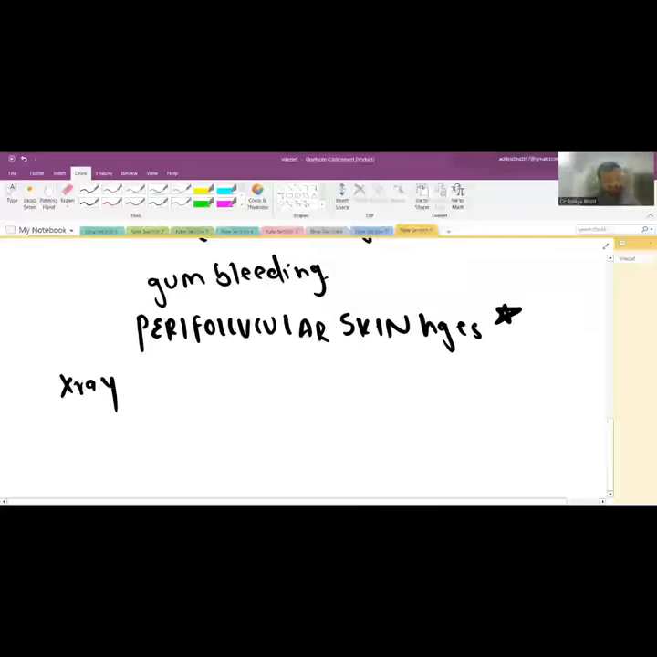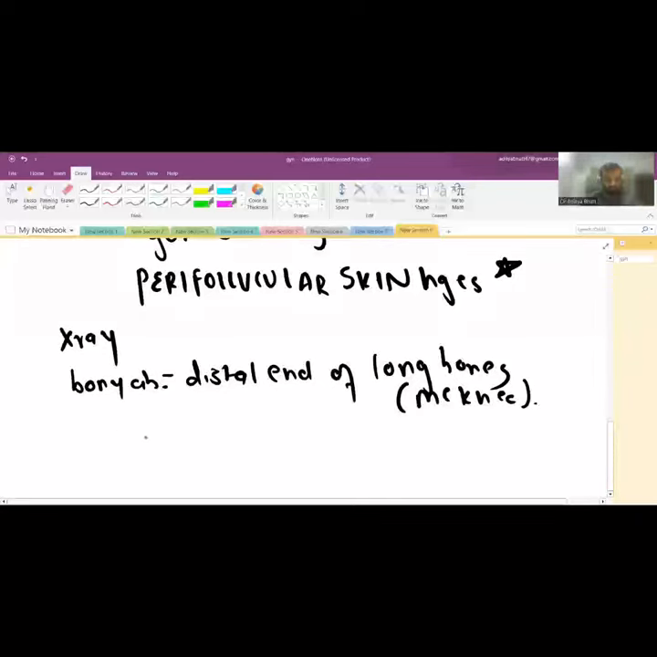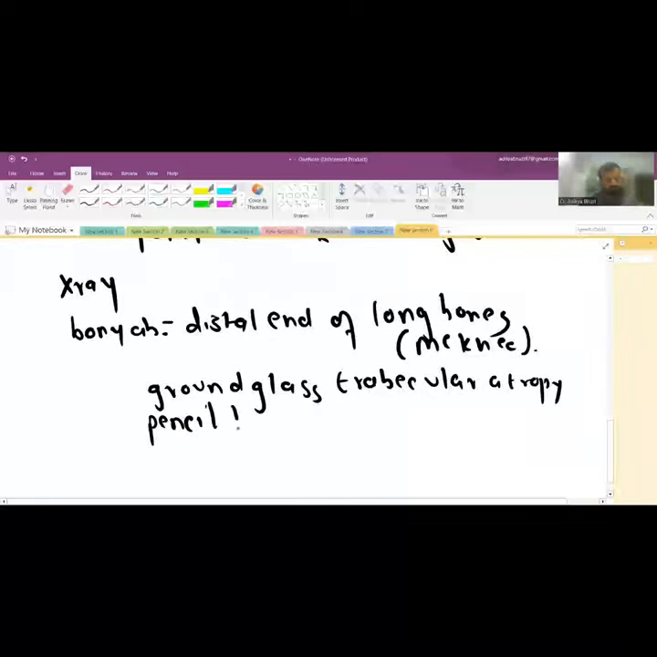So usually what happens is the bony abnormalities most commonly occur at the distal end. Usually they are seen at the distal end of long bones, but the most common joint is the knee joint. So the knee joint is the most common area where you find the abnormality. There is ground glass trabecular atrophy, and there is pencil thin cortex of the diaphysis. So pencil thin cortex is there.